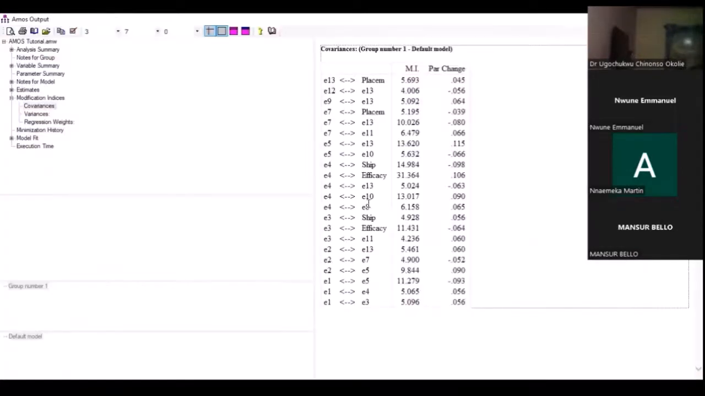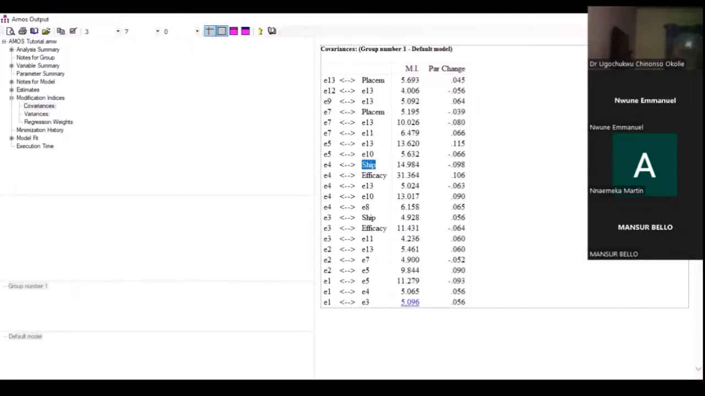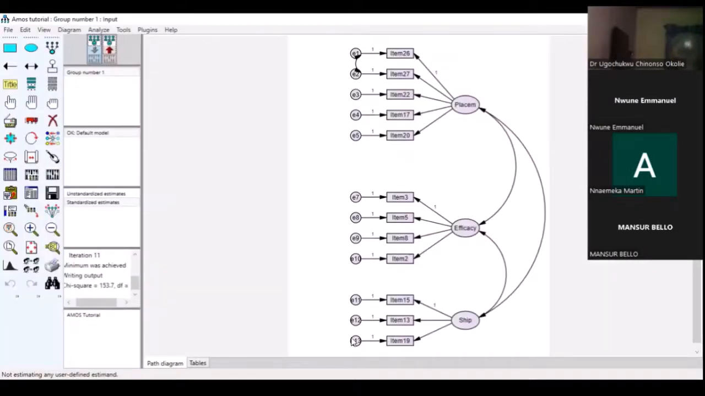Okay, so what we might do is look at the next biggest one now, which is 13, which is 4 and 10. So what we need to do is simply go to the pattern matrix, and then we check 13 and 4. So they are not together, right? Are you seeing that 4 is under placement and then 13 is under leadership? Are you seeing that? Yeah. So this is as much as you can do.